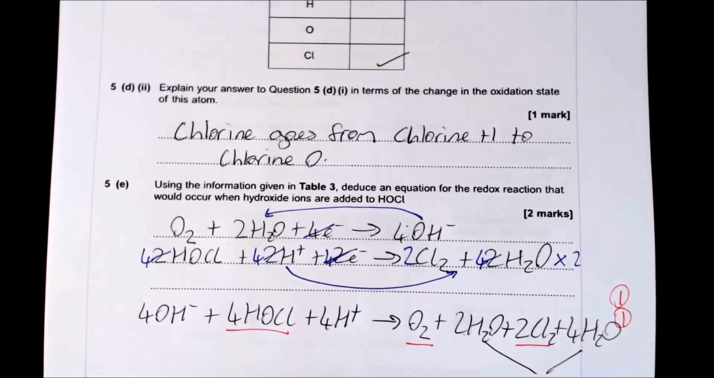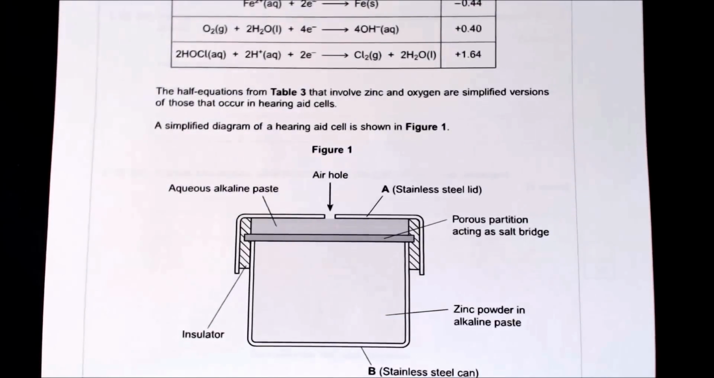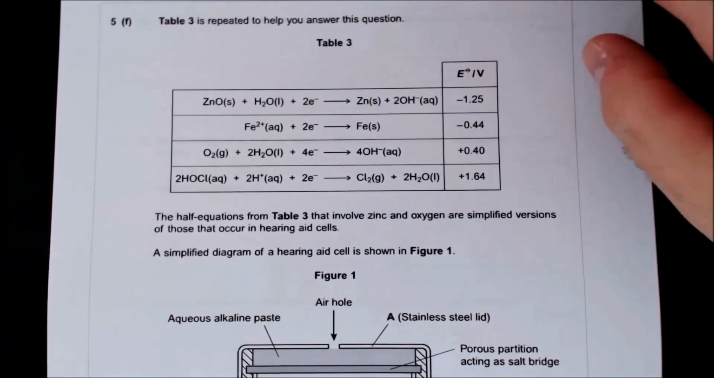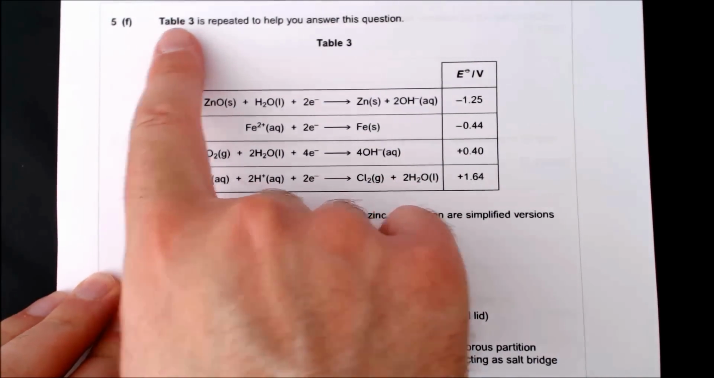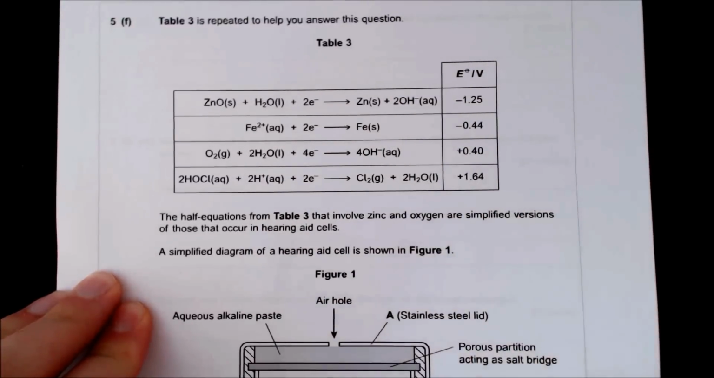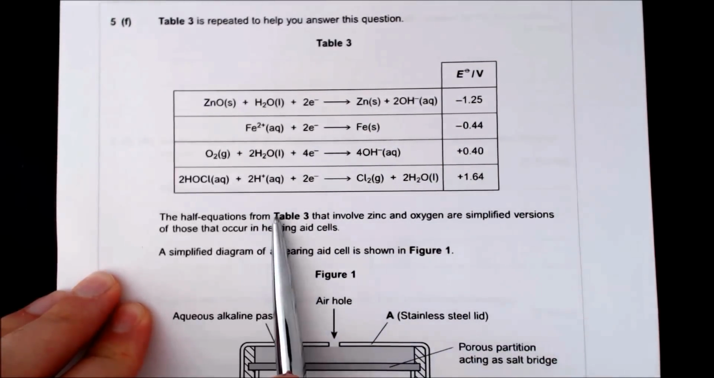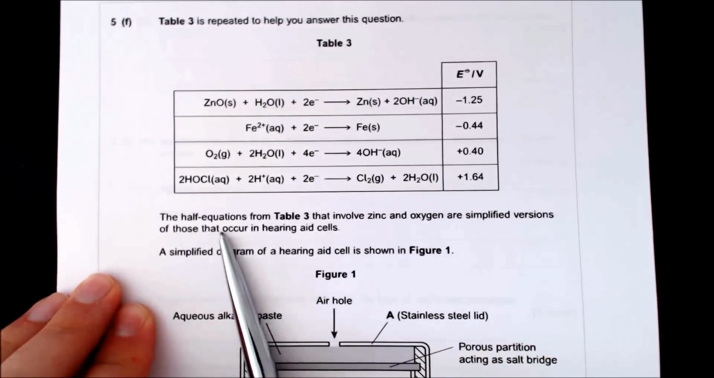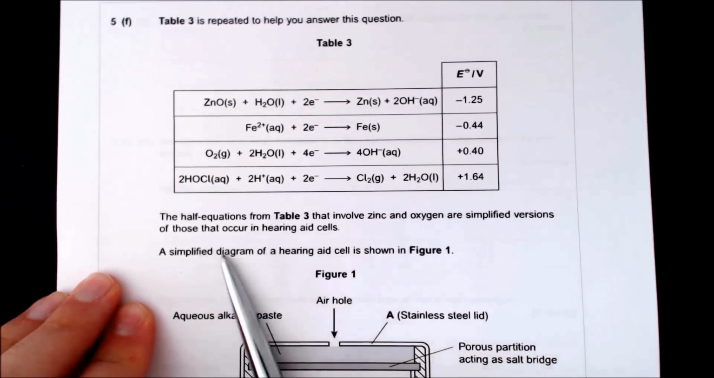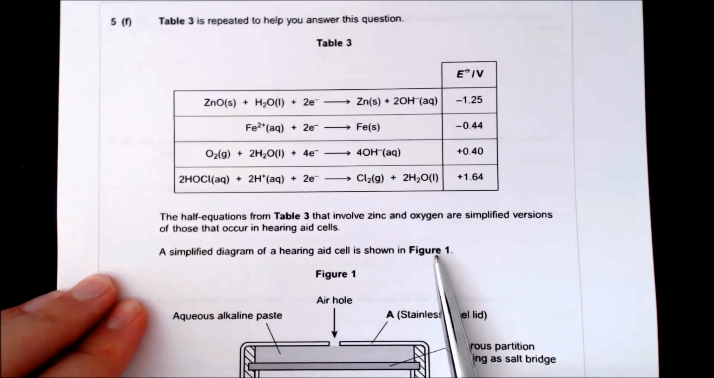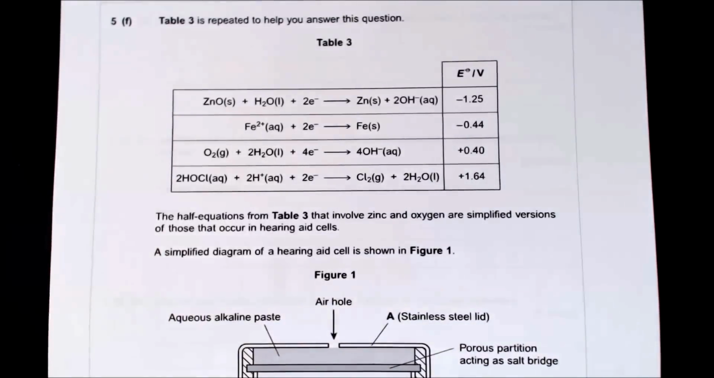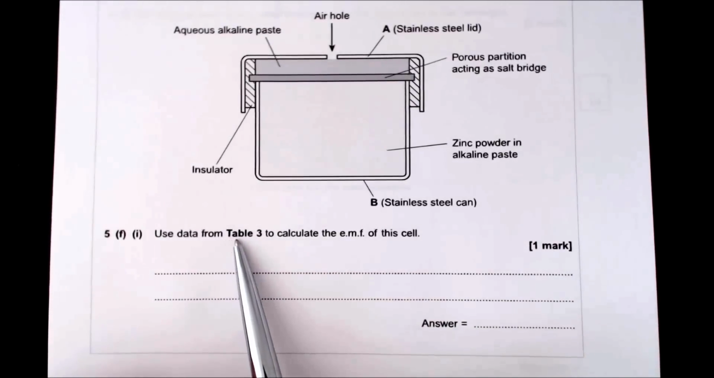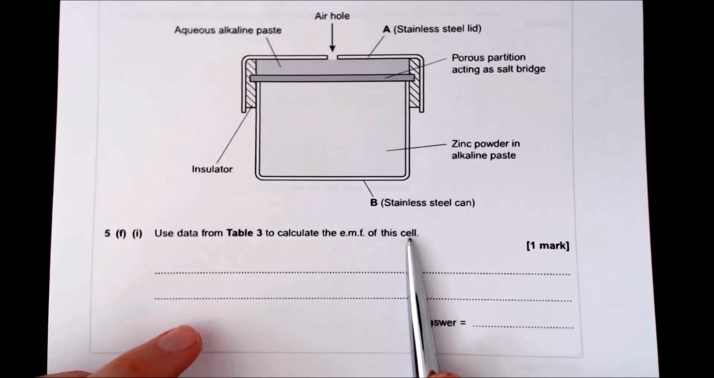Okay, so on to the next part of the question. This is question 5F, and it says table 3 is repeated, so we've got the table again, the same data. It says the half equations from table 3 that involve zinc and oxygen are simplified versions of those that occur in hearing aid cells. A simplified diagram of the hearing aid cell is shown in figure 1, so you can see there's our cell there. And then it says use the data from table 3 to calculate the EMF of this cell.